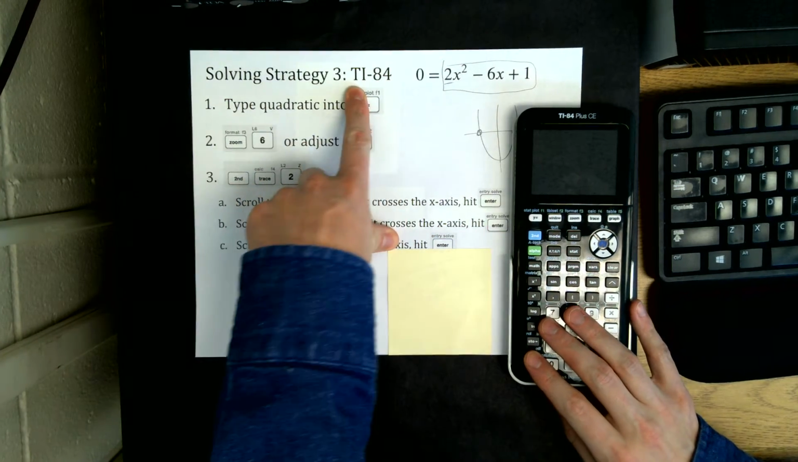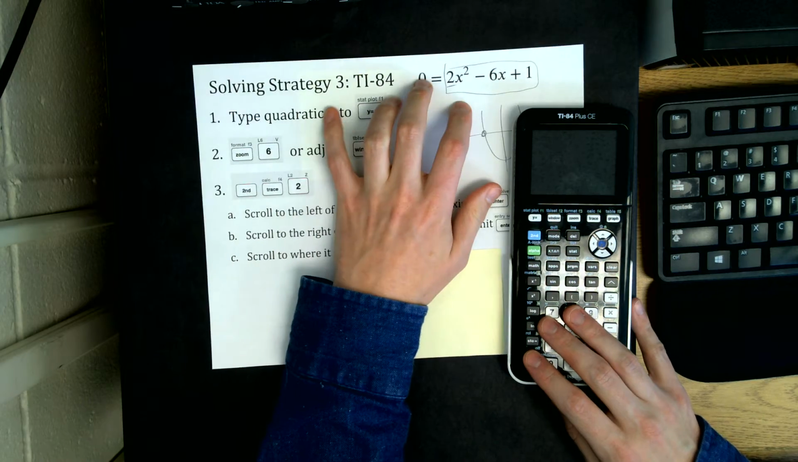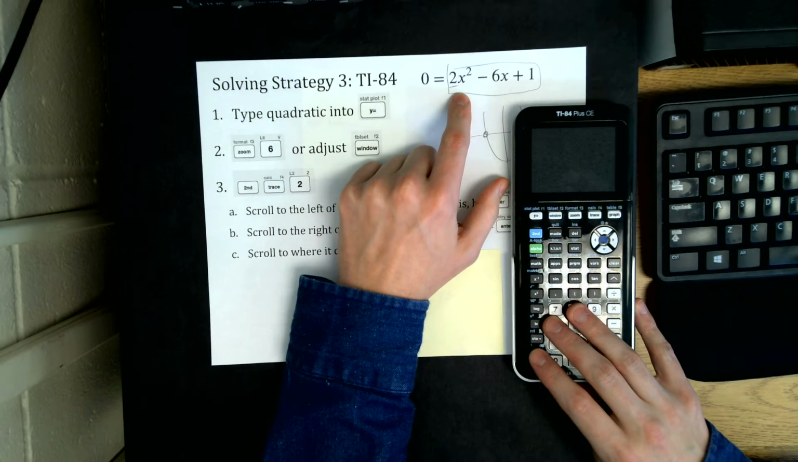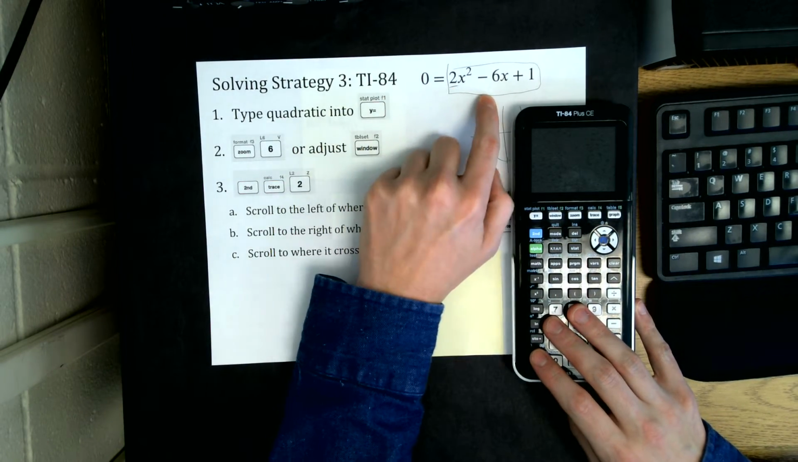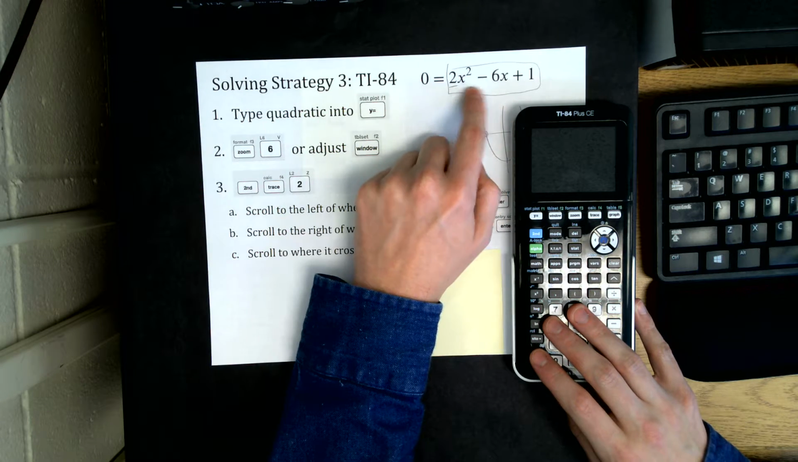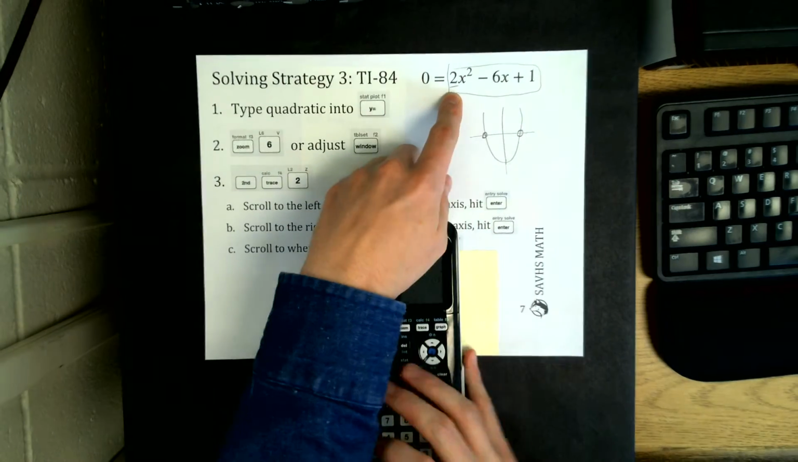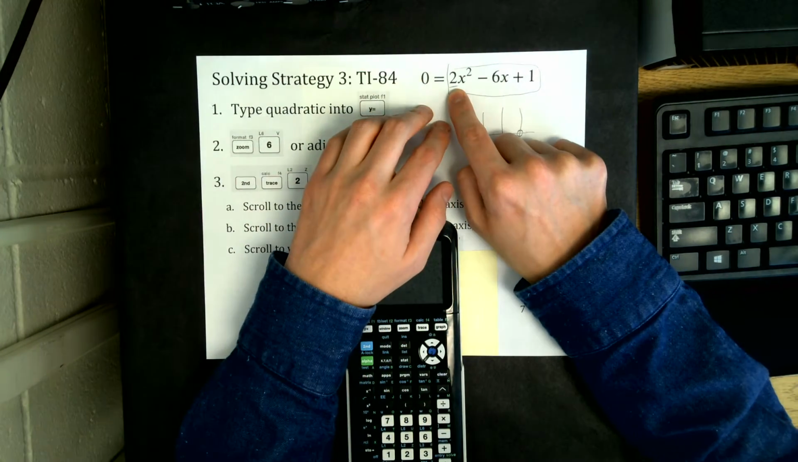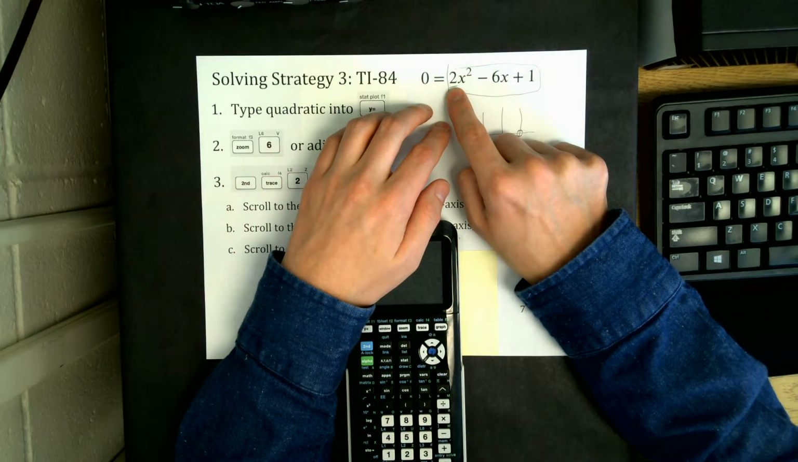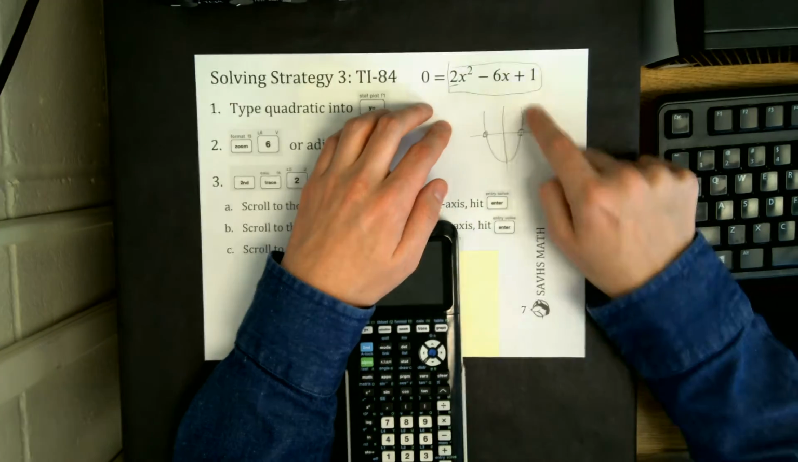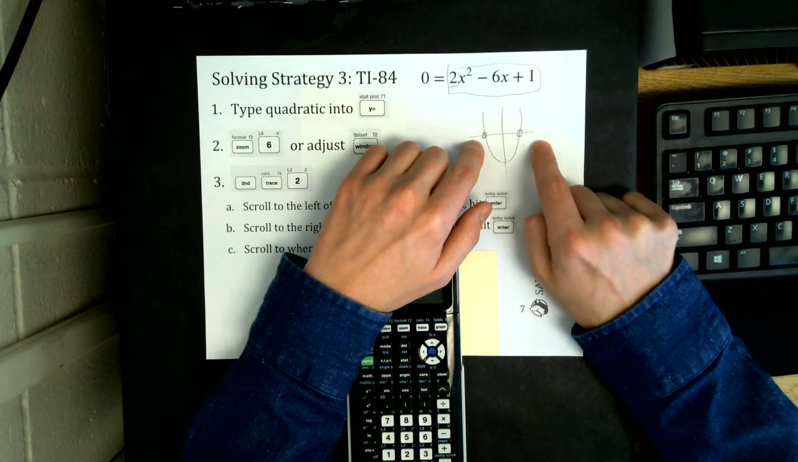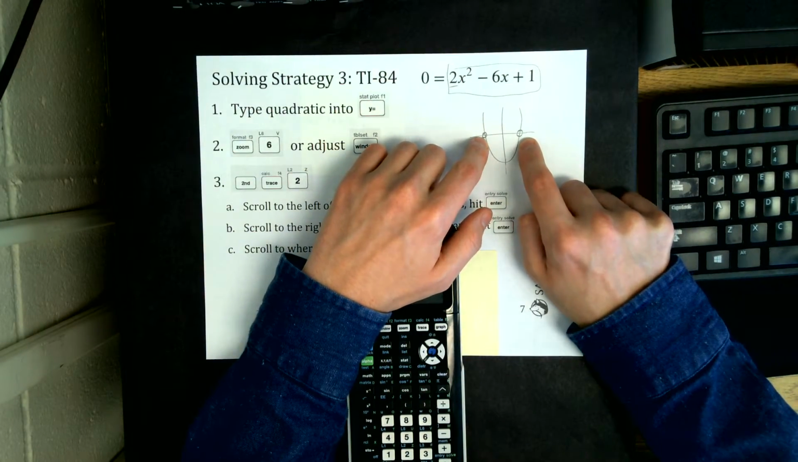The third strategy that we're going to talk about today is with the TI-84, and so that's why I have my calculator here. What we're going to try to do is figure out what the solutions are to this equation, the values of x that make the equation true. Really, because this has a positive a, that means we have a parabola that opens up. And so really what we're trying to find is these 2 points, the 2 places where the graph crosses the x-axis.